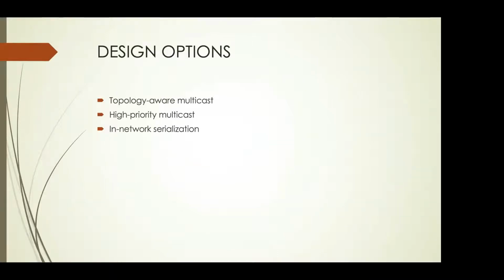The third one is in-network serialization. In-network serialization uses the above QoS priority, high priority multicast, plus it routes all the packets through a single route. All the messages going to a group of nodes go through a single switch. That switch not only serves as a serialization point, but also ensures that messages traverse to the group through the same path, so it has both the advantage of ordering as well as an equal number of hops. Okay.